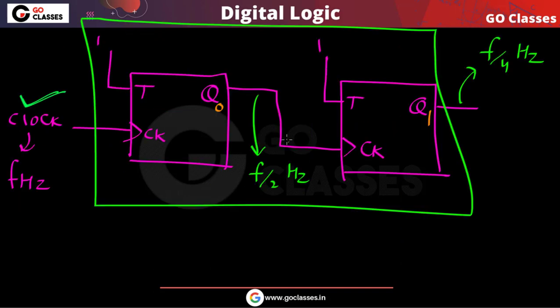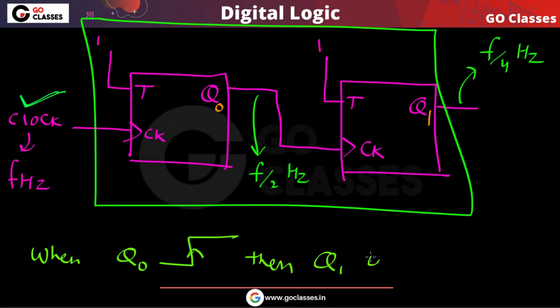So this is the type of waveform we will get for q0. Now you can notice that the output of this first flip-flop is working as the clock for the second flip-flop, and again this is positive edge triggered. So when q0 goes from 0 to 1, this second flip-flop will toggle. When q0 is going like this, then q1 will toggle.